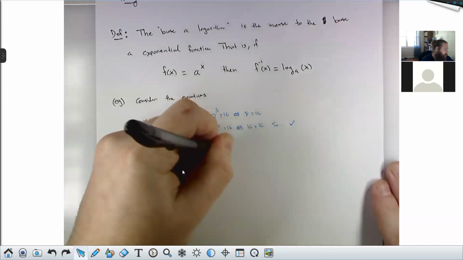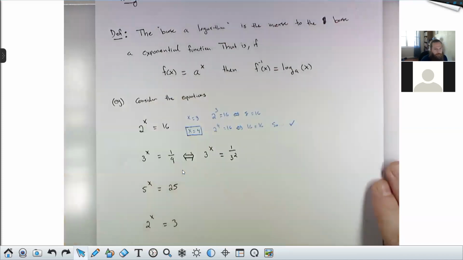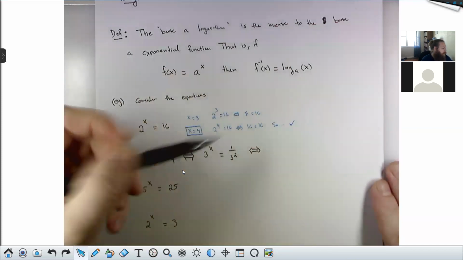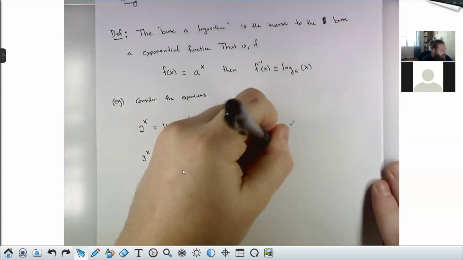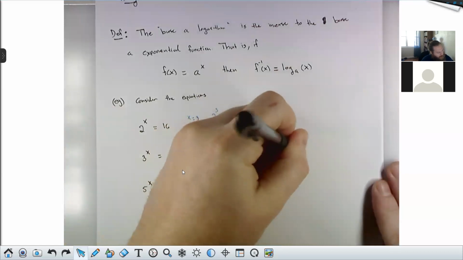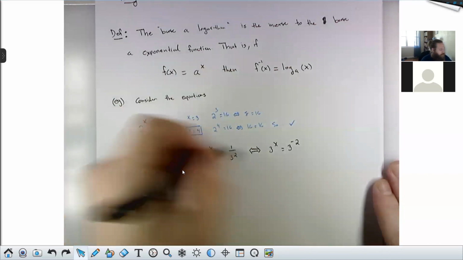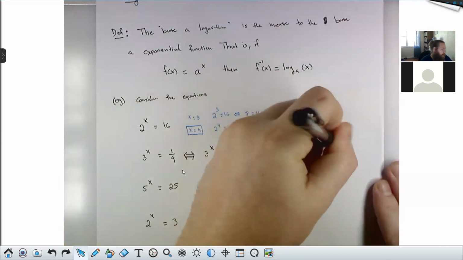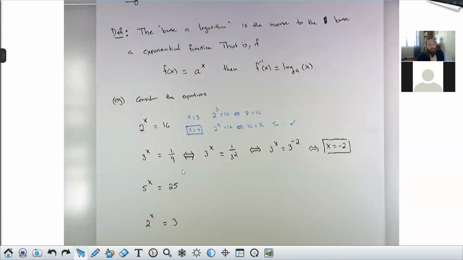So the left-hand side is still 3 to the x, but 1/9 is 1/3 squared, right? Because 9 is 3 squared. And then 1/something, that's the same as that thing to the -1. So I could say this is 3 to the x equals 3 to the -2. Right? 1/3 squared is 3 to the -2. And now I can say, oh, okay, x has to be -2. Do you guys follow that?